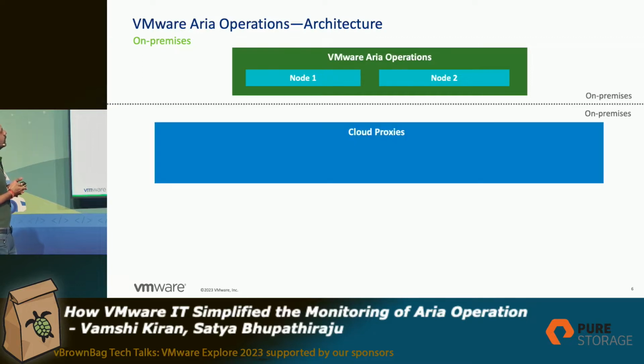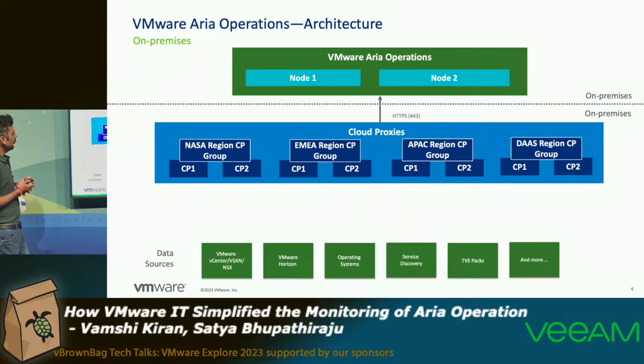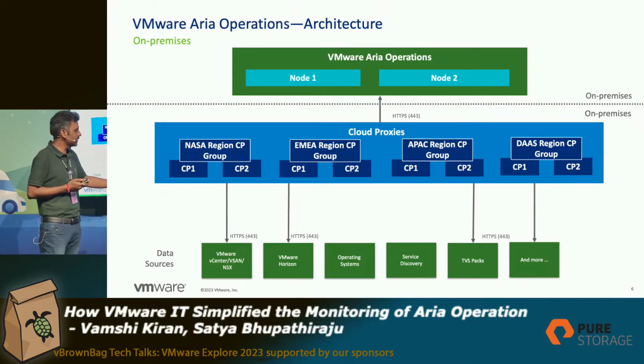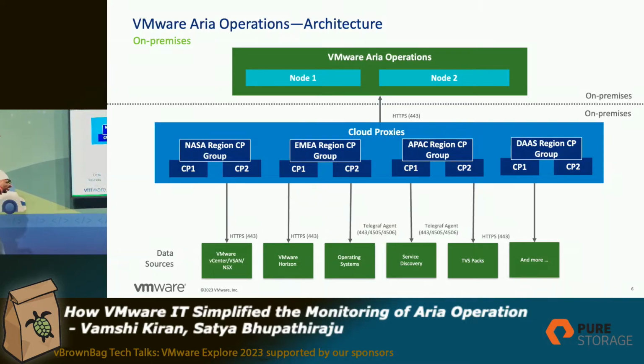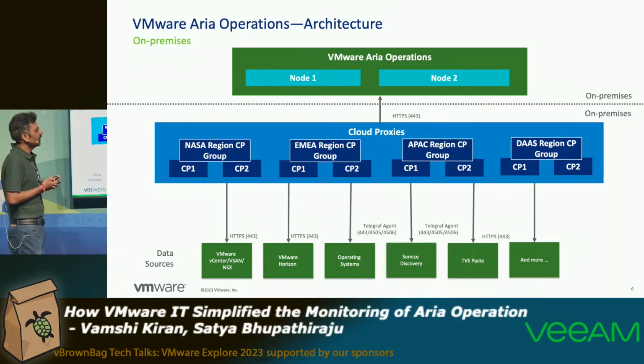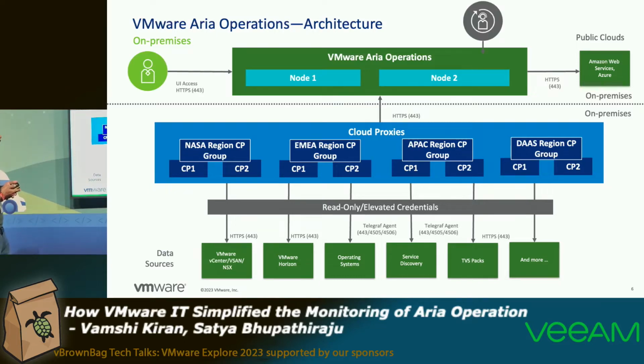Well, here is the architecture that we use in VMware IT. We have a two node cluster, and we have remote collectors across the region, and we have all these data sources integrated. We have NSX, VMware Horizon, operating system, service discovery, and the management packs that we use in ARIA Operations. All of this is integrated and used by the various clouds as well.